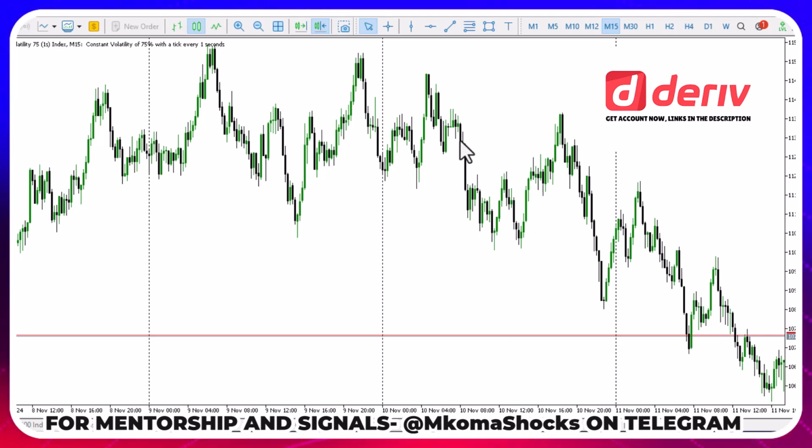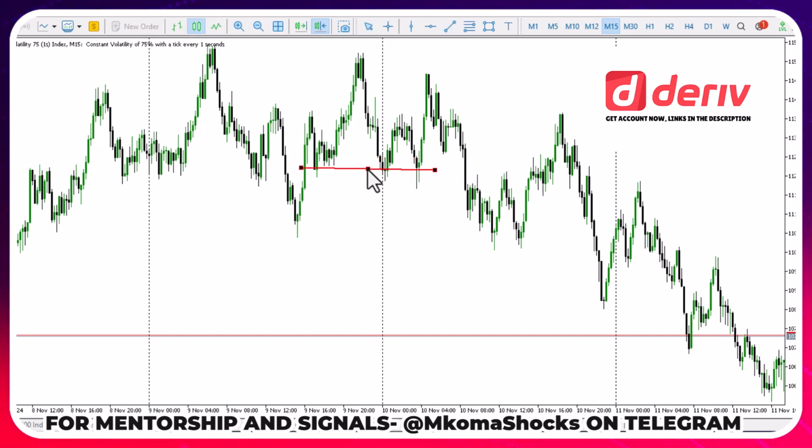Remember, we want to see first break, then we want to see the second break, and after the second break we are waiting for the retracement to a demand zone. Then after that, what are we waiting for? We are waiting for an expansion of price, or a move that goes back to either the high or the low in that particular scenario.